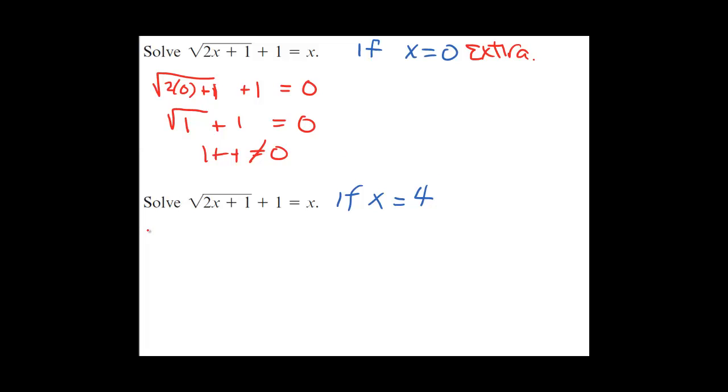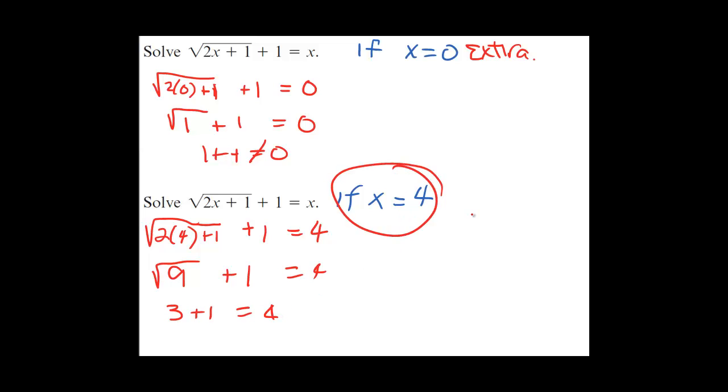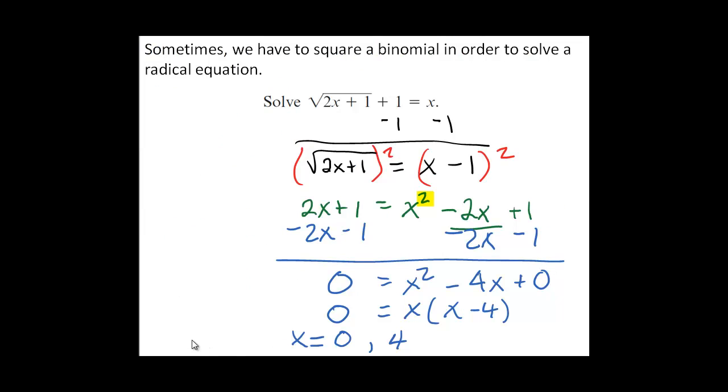Let's check this one. The square root of 2 times 4 plus 1 equals 4. So 2 times 4 would be 8 plus 1 would be 9, the square root of 9, plus 1 equals 4. 3 plus 1 equals 4. So this is a solution to that original equation. So your answer would be that. Do not include 0, and do not be satisfied with just getting to this point and thinking you're done. You have to check your work.